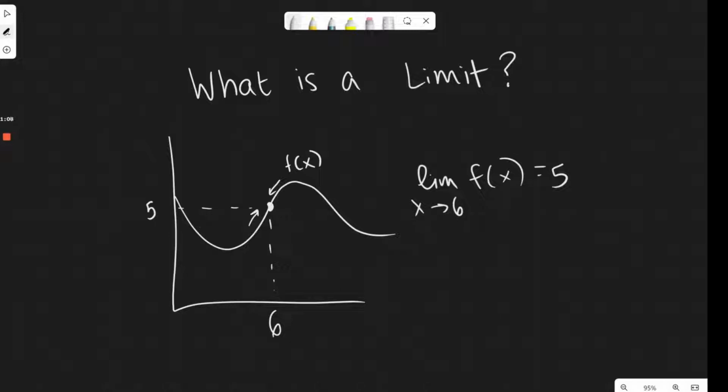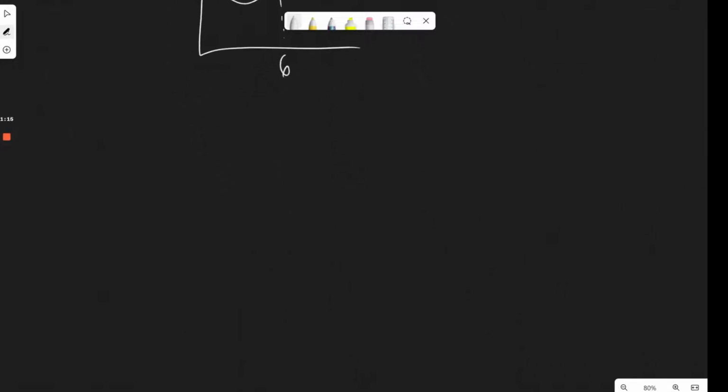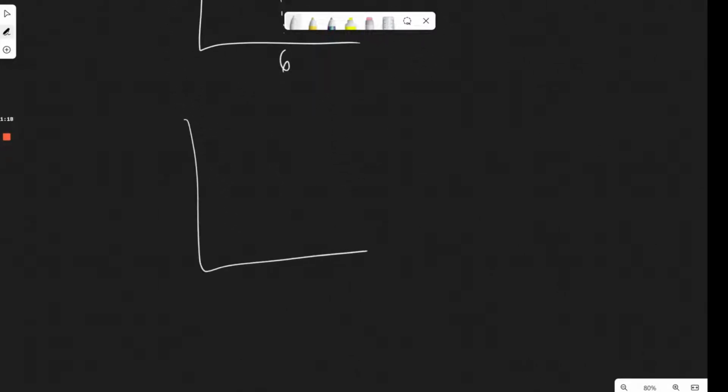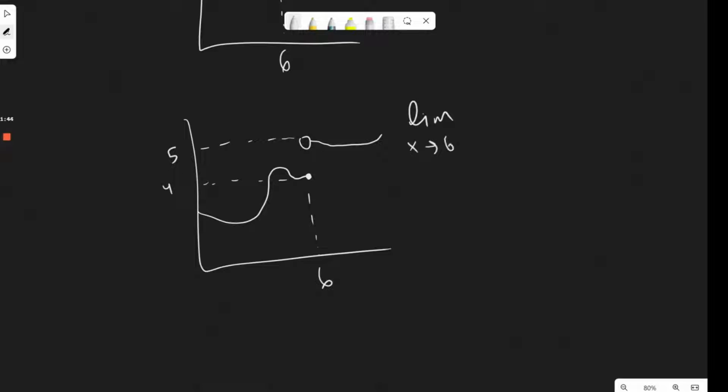Now, that doesn't mean that the limit always exists for all functions. There are a bunch of times when limits don't exist. So, for example, let's say we had a function that looked like this. And this right here is our x-coordinate of 6, and this right here is our x-coordinate of 4, and this right here is 5, or something like that. Now, what is the limit as x approaches 6 of f of x?